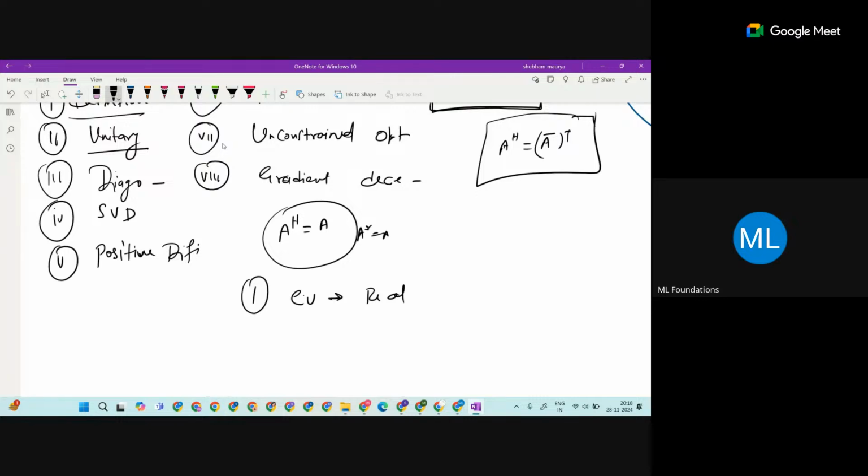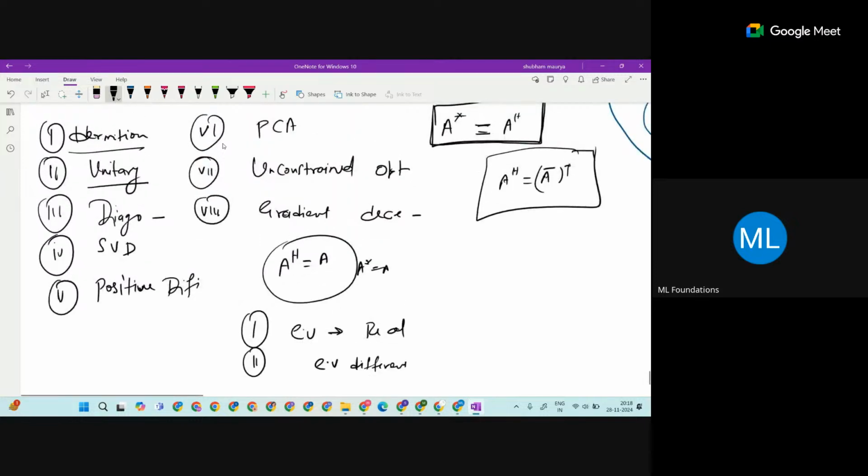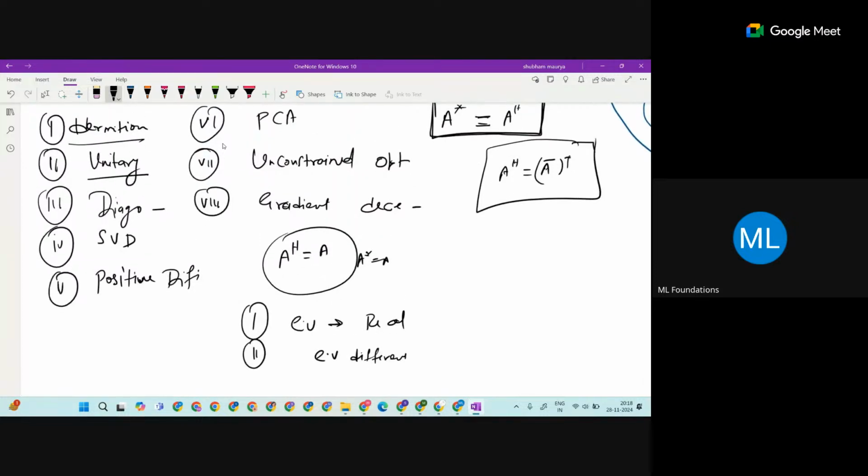Another property: not only are the eigenvalues real, but if the eigenvalues are different, then the eigenvectors for those different eigenvalues are going to be orthogonal. That is the property of a Hermitian matrix. You can say the same for a symmetric matrix also: the eigenvectors are going to be orthogonal.